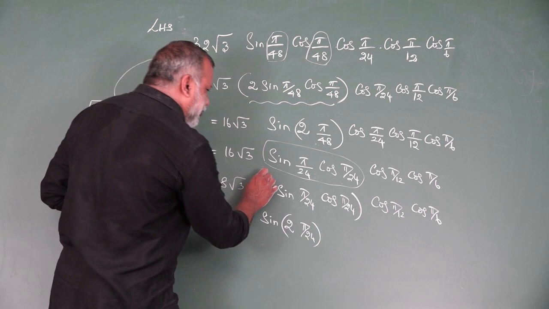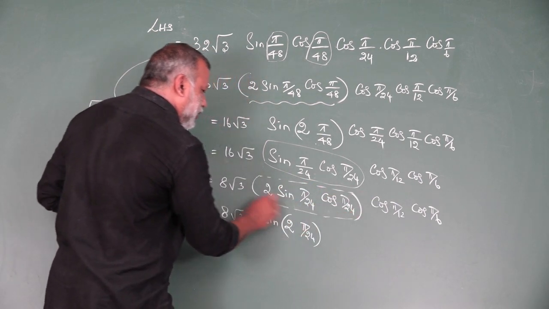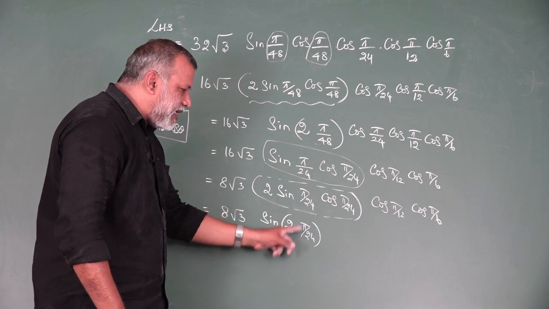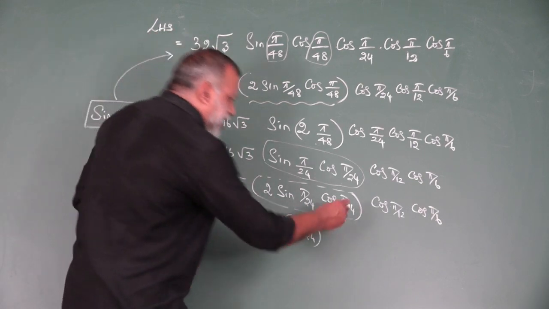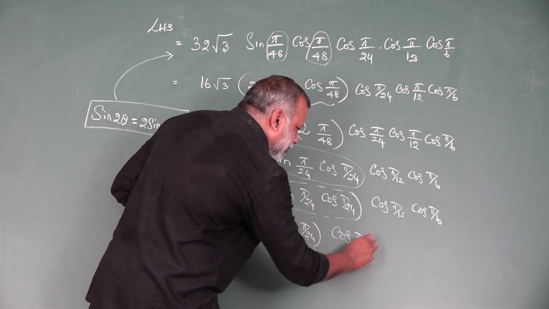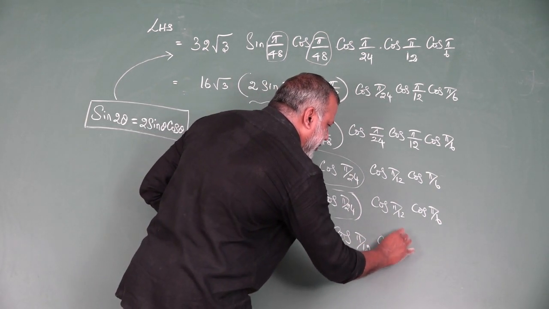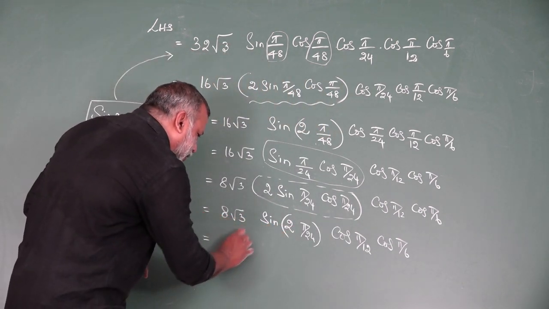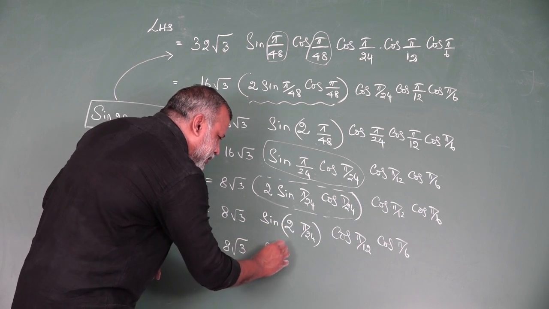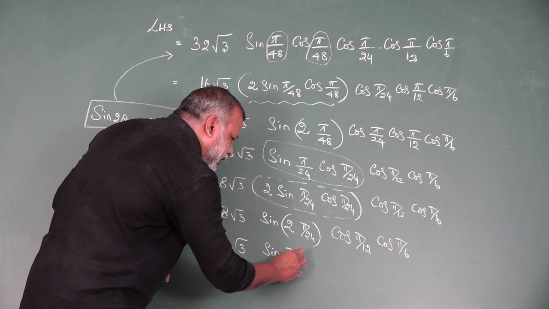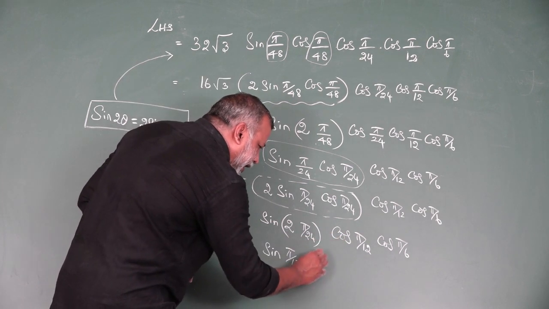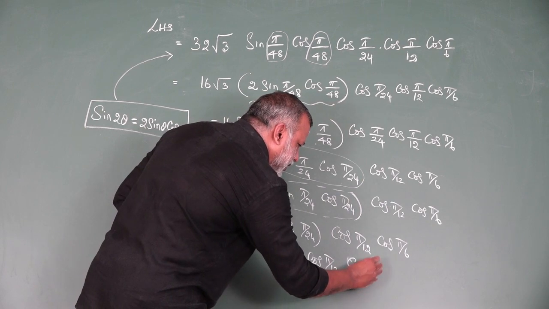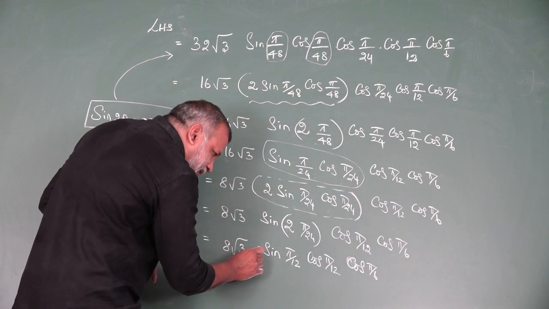So this can be simplified. See this one. This can be simplified as sin 2 times theta. Instead of theta, what is the angle? Pi by 4. What are the remaining? Cos pi by 12, again cos pi by 6. Now, if you are simplifying this one, what is the remaining? 8 root 3. We see here, the 2 and 24 will be removed. We can get pi by 12. Again one more cos pi by 12, then cos pi by 6.